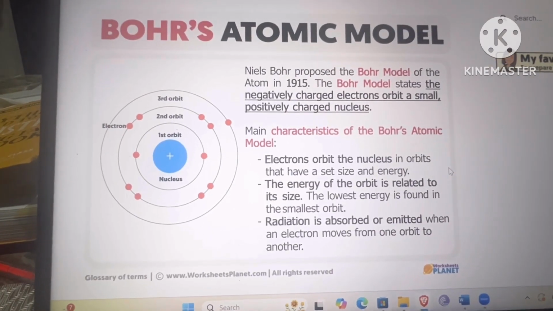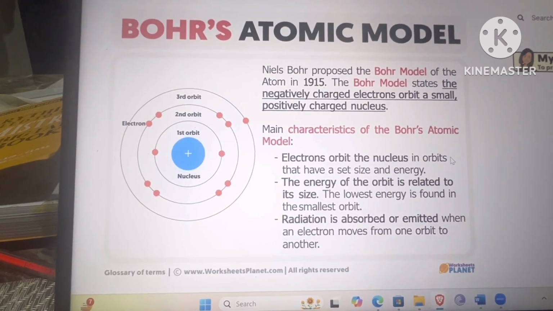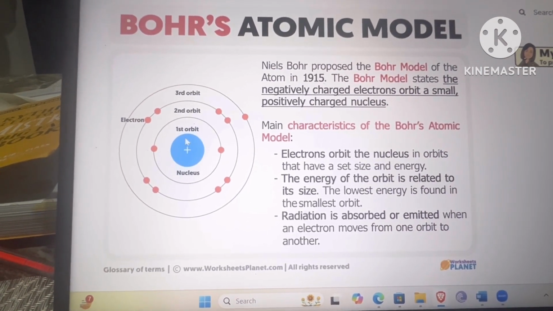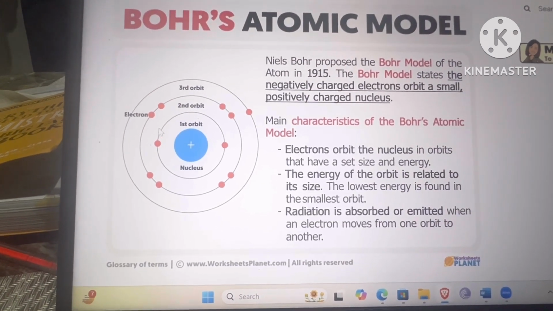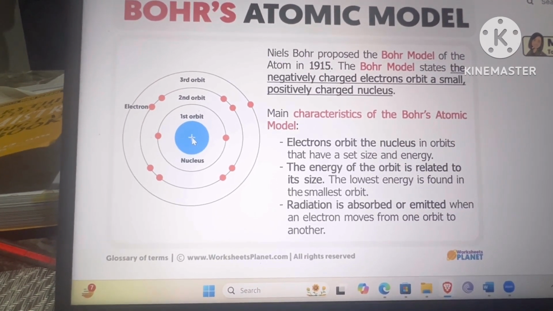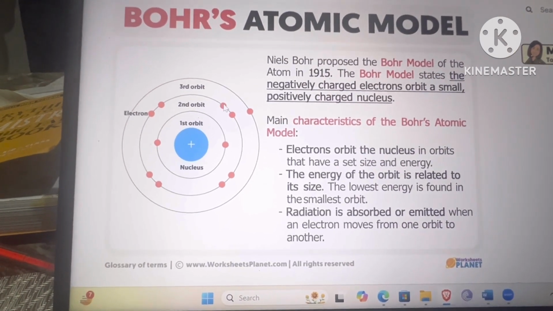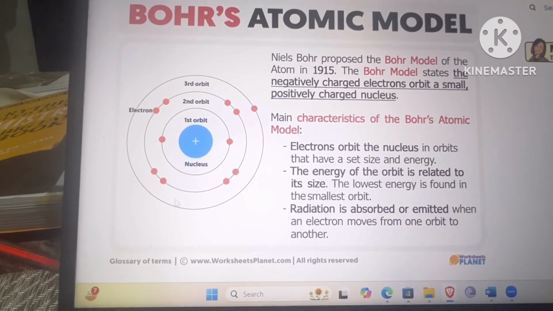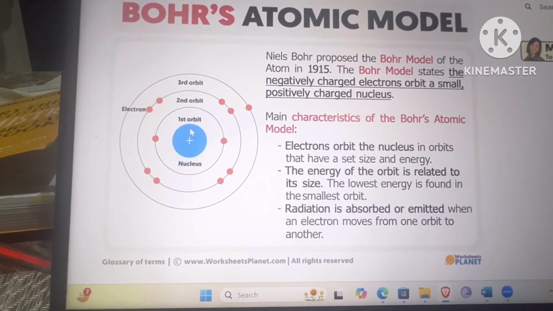Next, we have Bohr's atomic model. So Niels Bohr proposed the Bohr model of the atom in 1915. It states that the negatively charged electrons orbit a small positively charged nucleus. We all know that the nucleus is the central part of the atom. So these red dots here represent electrons. They orbit around a positively charged nucleus.